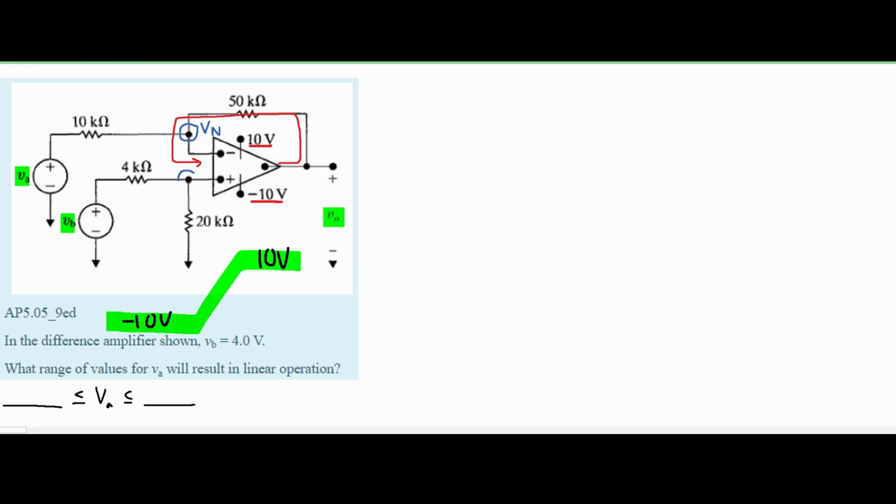This is going to be our second node, and we will have a Vp right here for V positive. We know that Vn is always equal to Vp. We're going to keep that in mind as well when we do our equation.